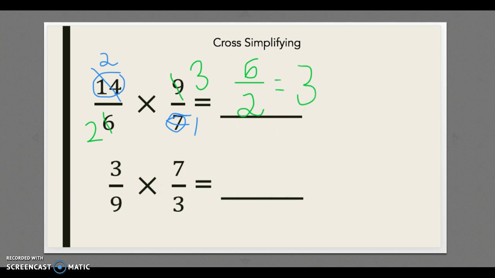Now looking at the next example, there's no common factor of 9 and 7, so those cannot be simplified. Anytime I have the same number, in this case it is 3, the common factor is 3, so they both can be simplified to 1. Now I can multiply across. 1 times 7 is 7, and 9 times 1 is 9.